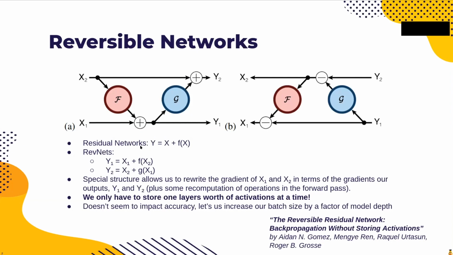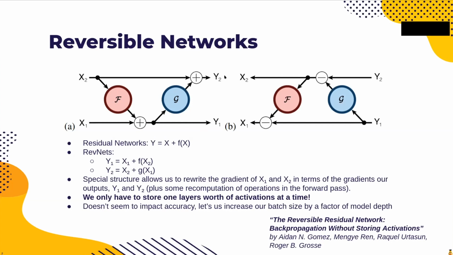So if you recall residual networks, we represent the output of a layer as the sum, or the normalized sum, of your input plus some function of x. There's a related concept called reversible neural networks, where you have two separate equations. First one being y1 is equal to x1 plus some function of x2. Second being y2 is equal to x2 plus some function of x1. And it has this special property that we can reconstruct fully the gradients with respect to our inputs from the gradients with respect to our outputs and some amount of recomputation.